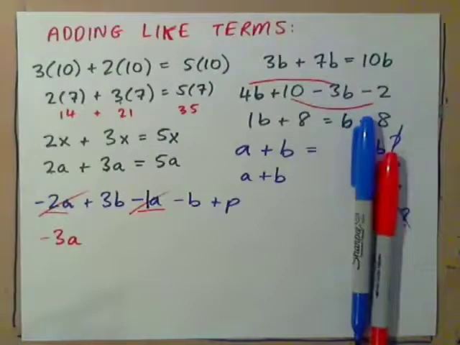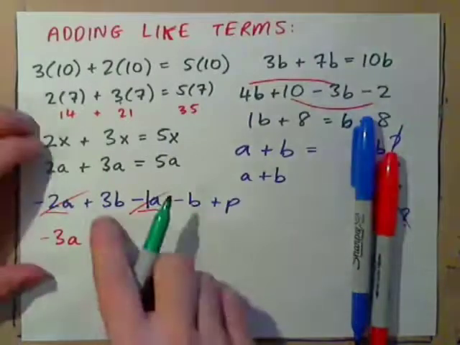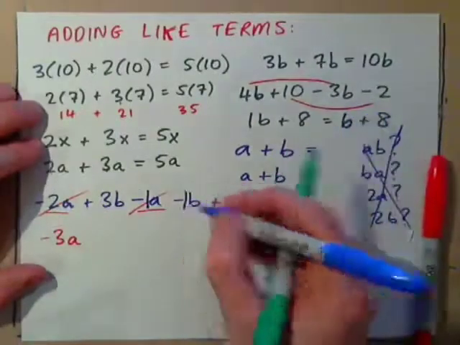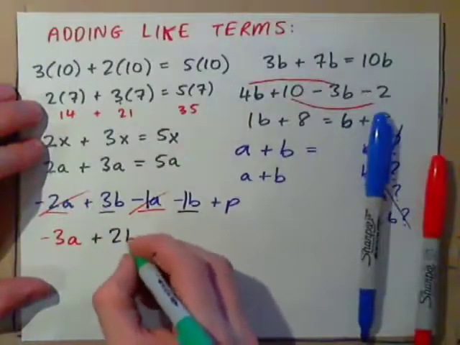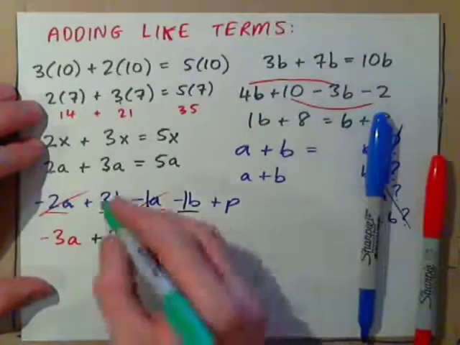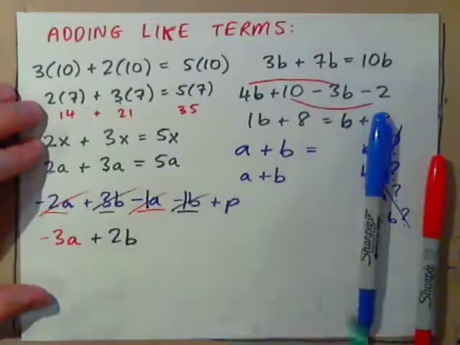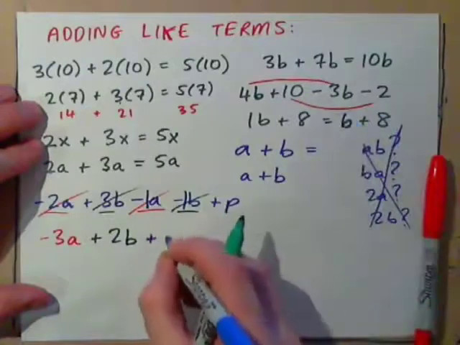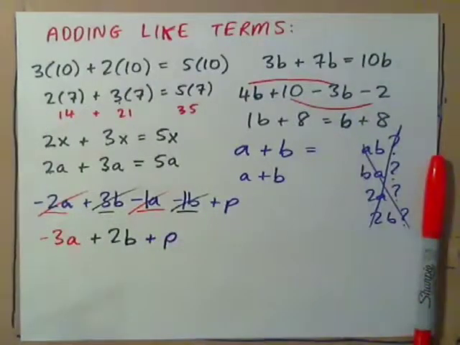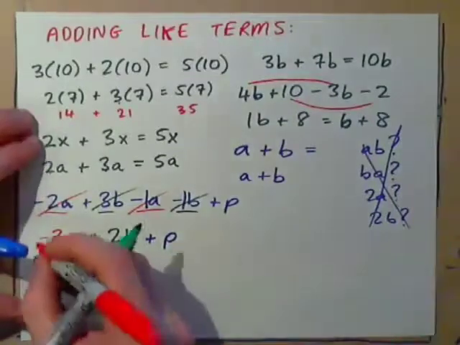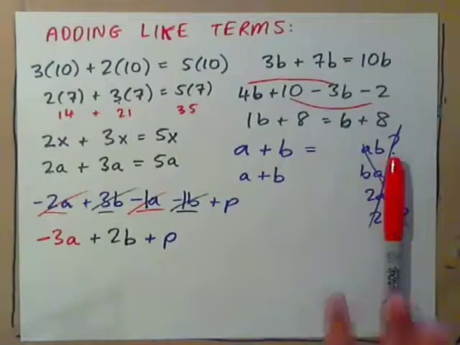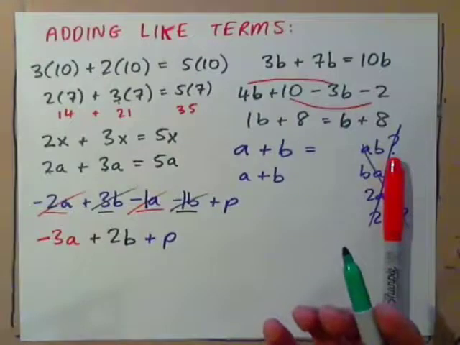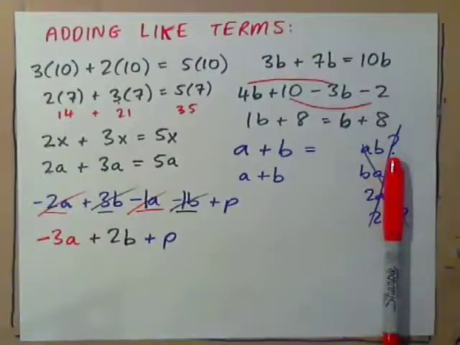Now let's have a look at the b's, the bananas. We've got 3b minus b. That's minus 1b. 3b minus 1b makes plus 2b, right? Now we've got one more term to deal with, plus p. Let's call that a pear. Well, that just goes there, plus p. Can we simplify negative 3a plus 2b plus p? Is there any simplification to be done? Can you combine apples, bananas, and pears? No, you're done, right? There you go.